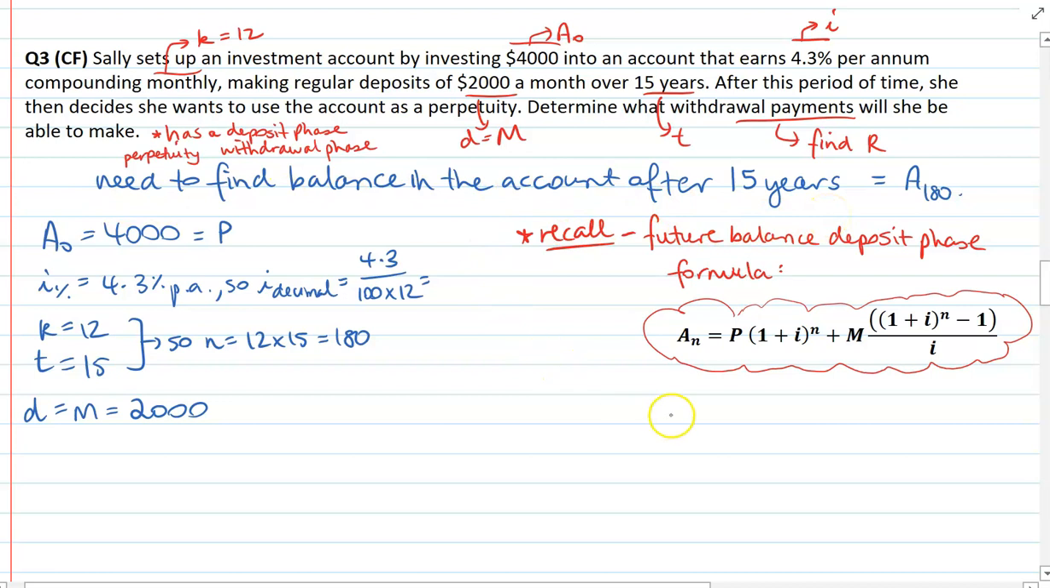Considering a formula we've looked at before, when we're trying to calculate the future balance of a deposit phase, we're going to use this to calculate what the balance is going to be in our account after 15 years. Alright, so after writing down my facts, I know that we've got compounding periods of monthly over 15 years, so that means the total number of compounding periods is 180. Deposits are $2,000. The decimal interest rate is 0.003583 recurring. However, we'll have to round this to use it.